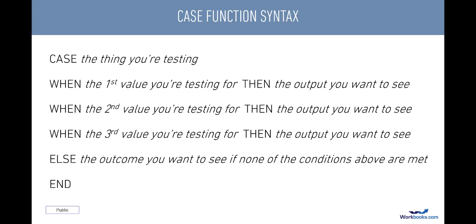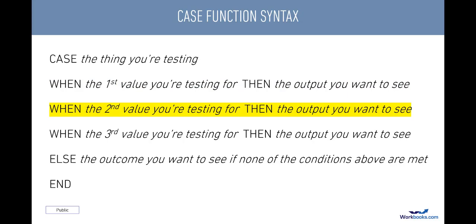On the screen at the moment, if you're writing a case formula, first you need the word case, and then you need to instruct the formula what it is that you're testing for. Then you start a row with the word when, and instruct the formula what the first value you're looking for is. Then you use the word then, and instruct the formula what output you want to see.